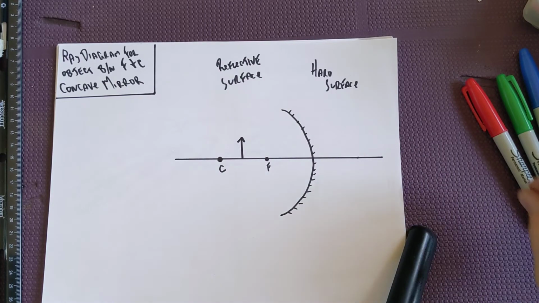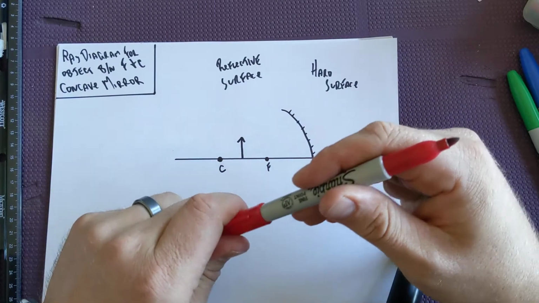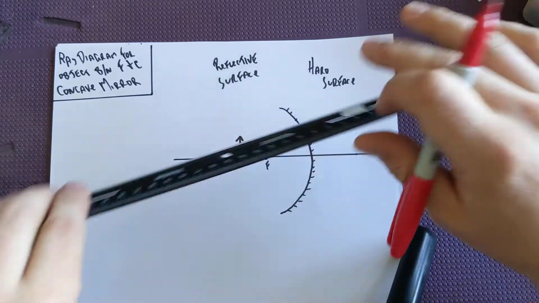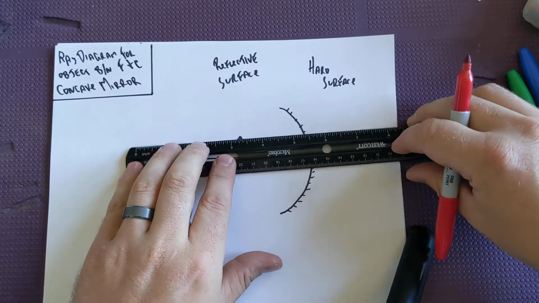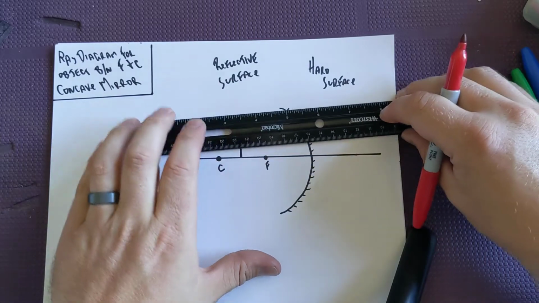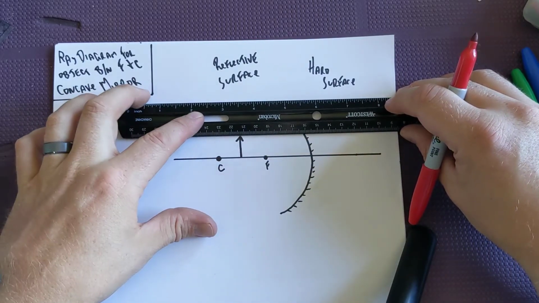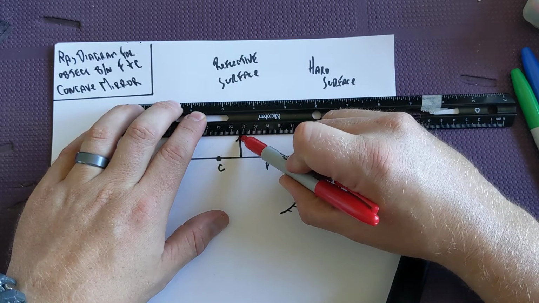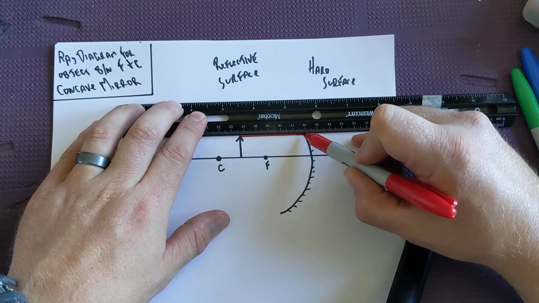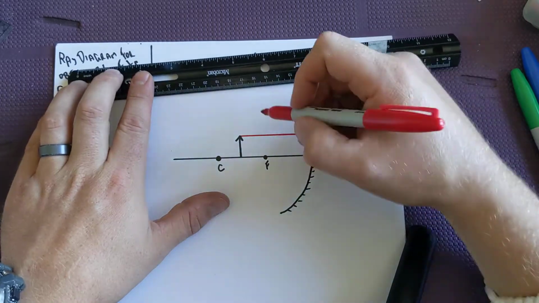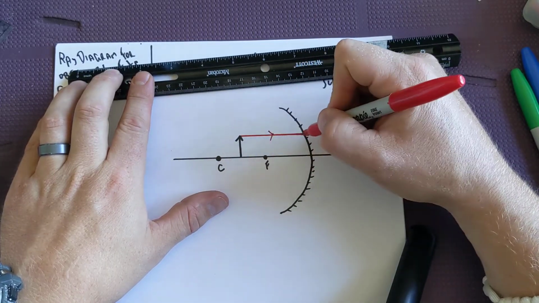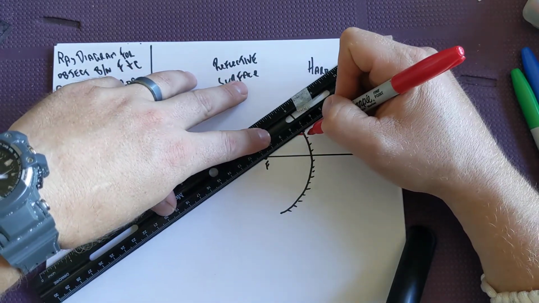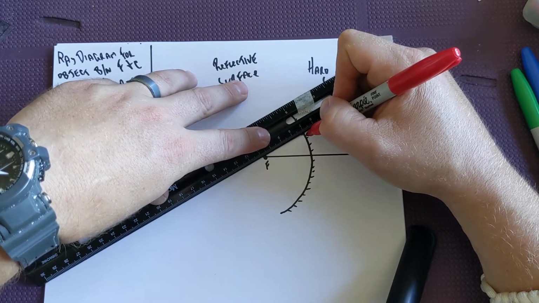So here's our object between F and C and a concave mirror. So we're going to draw 3 rays again. And the first ray is going to travel from the point of our object parallel to the principal axis, as parallel as I can make it. And then it's going to hit the mirror, and it's going to travel backwards through the focal point.